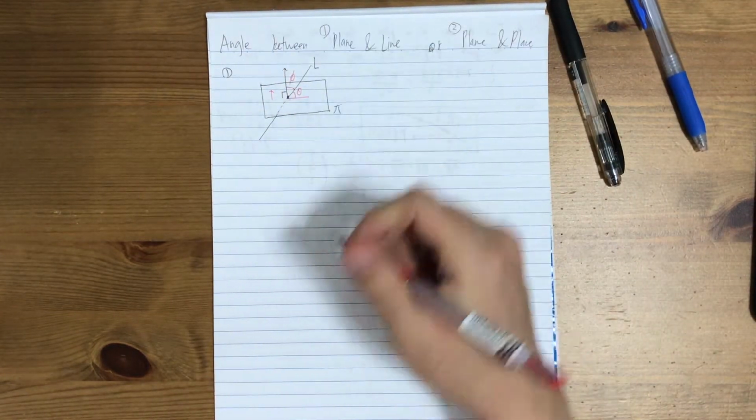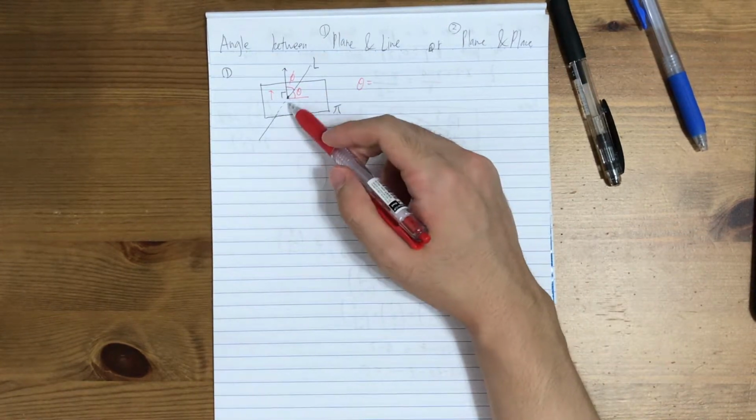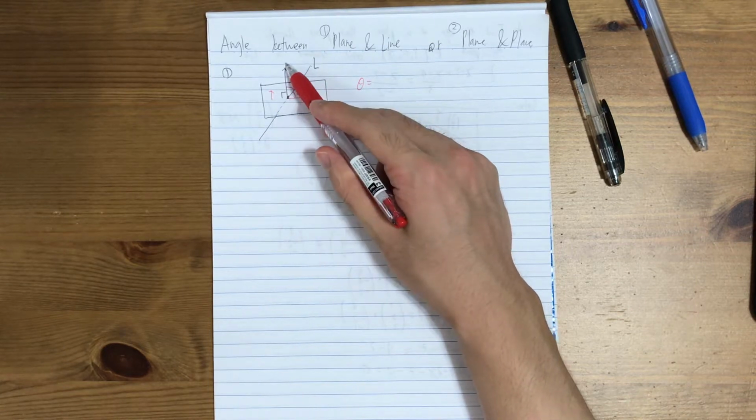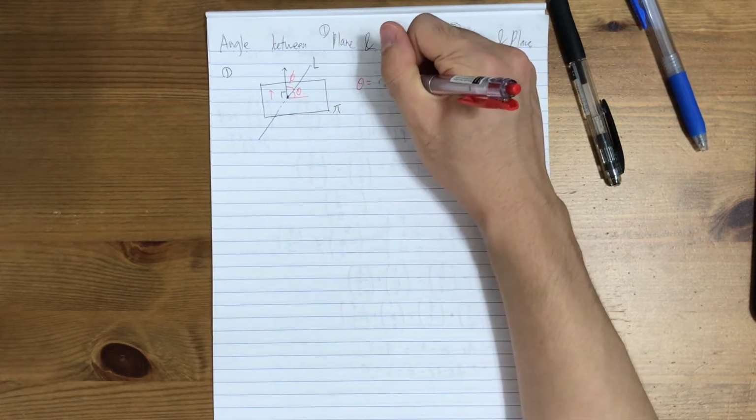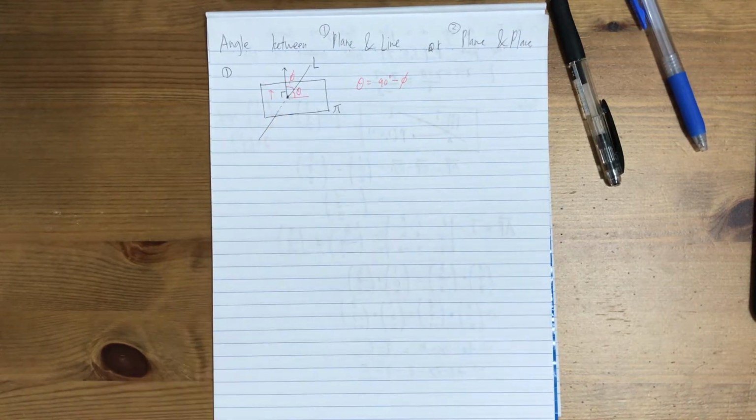So that means we can use the normal vector to find this angle first, and in order to find theta, theta is the angle between plane and line. This angle is the angle between the line and the normal vector. So we have to subtract this phi from 90 degrees.